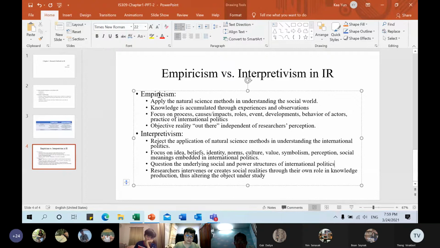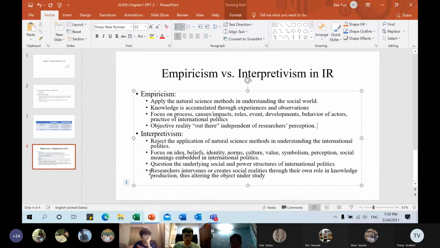The last one, empiricism. The reality is objective out there, independent of the researcher's perception. Like I told you, 2 + 2 is 4. You like it or not, still 2 + 2 is 4, right? Objective out there. But for interpretivism, no, there is a relationship between reality and researcher.